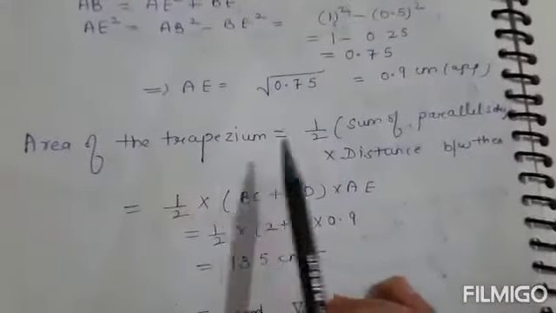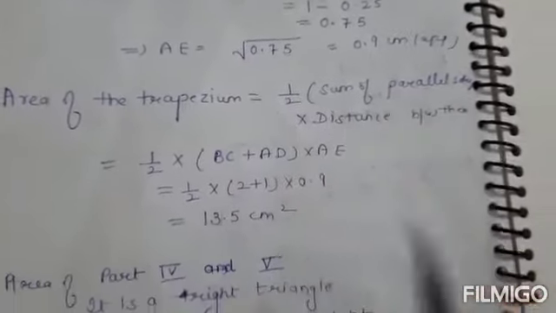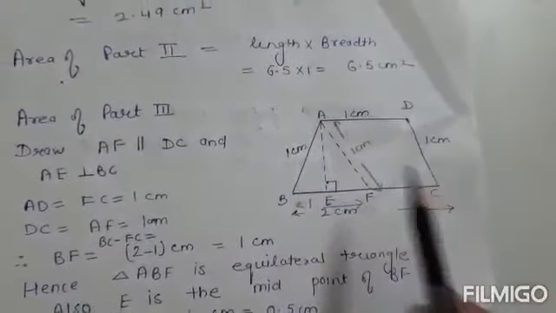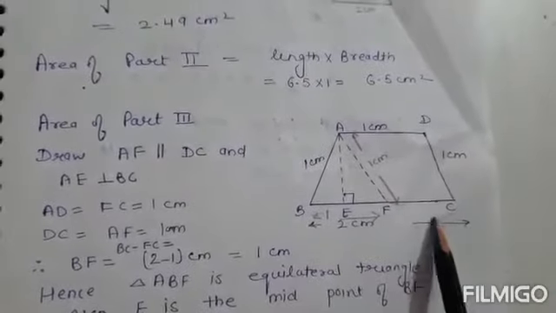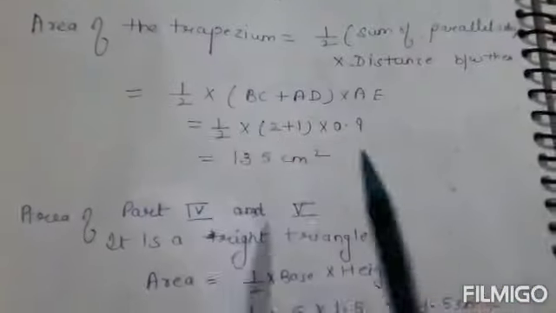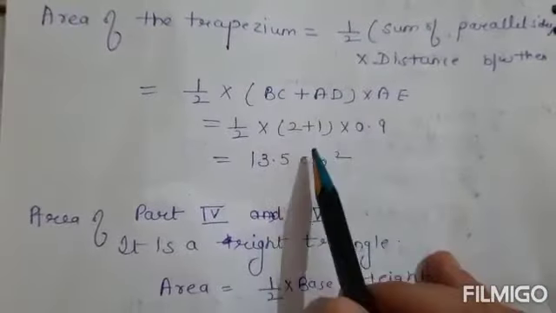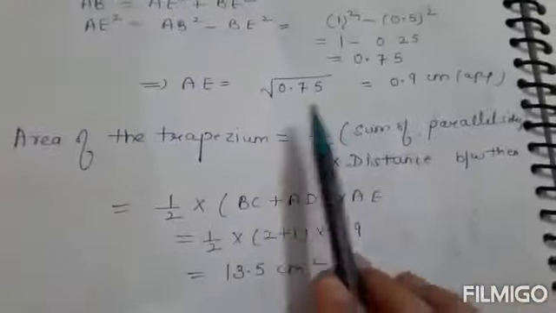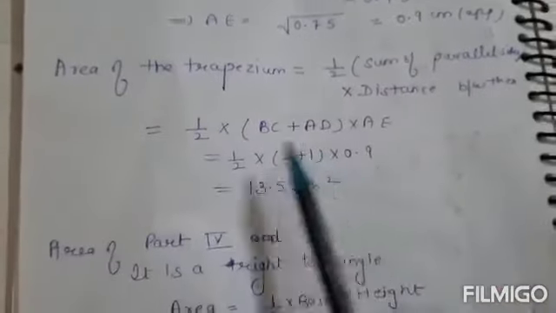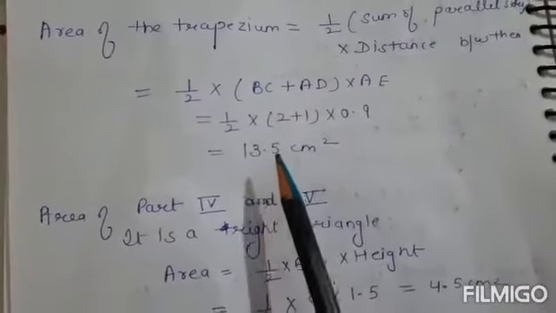Now we know that the area of a trapezium is equal to half the sum of parallel sides into the distance between them. Again, look in your diagram. The parallel sides are BC and AD. BC is 2, AD is 1, and the distance between them is AE. Right? So this is half into BC plus AD into AE. BC is 2, AD is 1, and AE you have evaluated here. This is 0.9. On simplification, the area of part 3 is 13.5 centimeter.